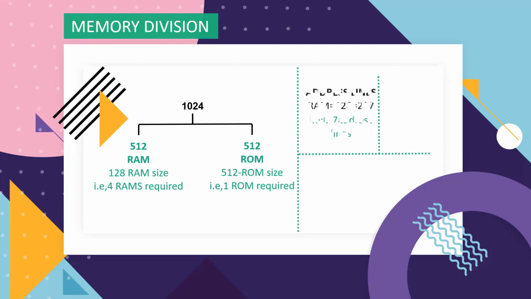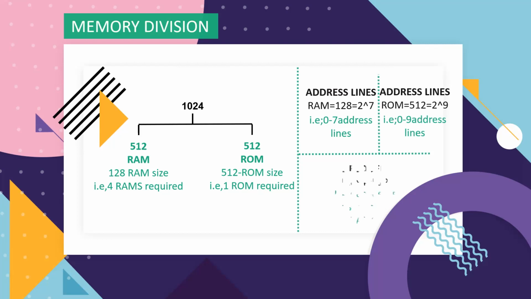Now the address lines of the RAM, whose size is 128, is 2 power 7, so 0 to 7 address lines are required, and for the ROM, which is 512, 2 power 9, 0 to 9 lines are required. The decoder which we are using is a 2 x 4 decoder. That means 128 x 4, which makes the overall size of RAM 512. So to operate a specific RAM, the 2 x 4 decoder is used for the 4 RAMs.